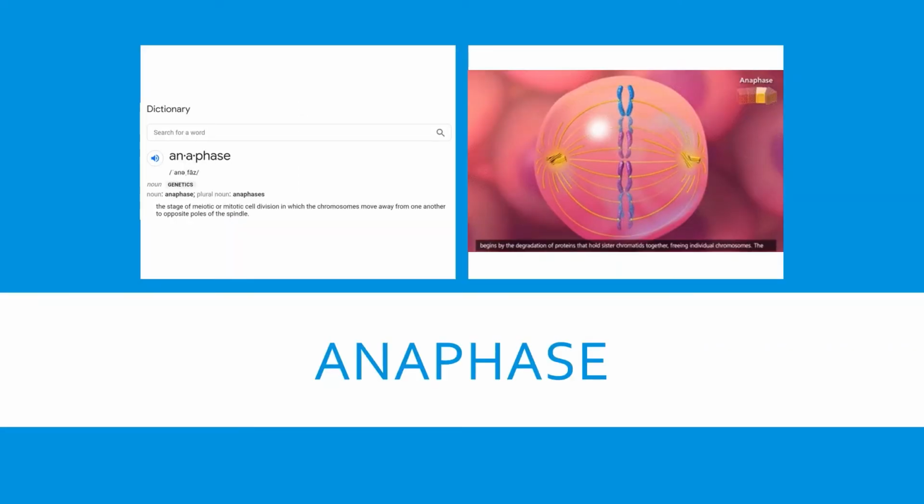All right, next phase, anaphase. Okay, so it is the stage of meiotic or mitotic cell division in which the chromosomes move away from each other toward the opposite poles. So when they refer to poles, they're referring to the cell kind of like the world. So if the center of the cell was the equator, one side or the other side would be like the north or the south of the earth.